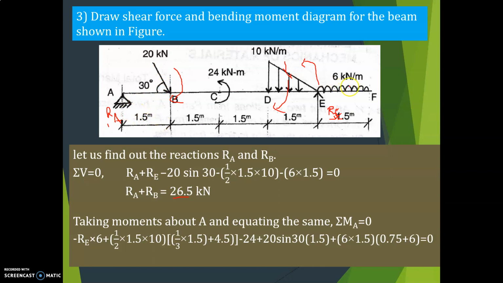Then one more UDL is there here, it is again acting in this direction, clockwise, so plus 6 into 1.5 into half of 1.5, that is 0.75, then plus all this, that is 1.5 plus 1.5 plus 1.5 plus 1.5, that is 6. Okay, so when you simplify this, you get RE is equal to 14.88 and RA is equal to 11.62. Okay, this is the first step.